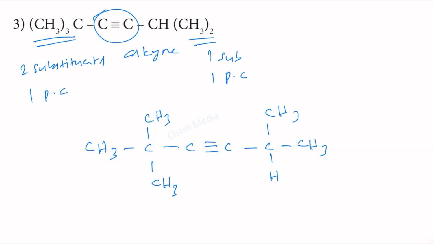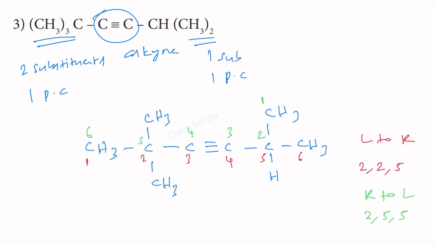Let us number it left to right 1, 2, 3, 4, 5, 6. So, if we number left to right, the methyl groups are at 2, 2 and 5 positions. On the contrary, if you number right to left 1, 2, 3, 4, 5, 6. Now the methyl groups are at 2, 5, 5 position.